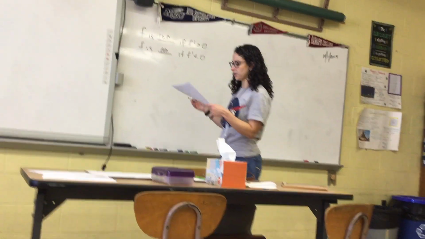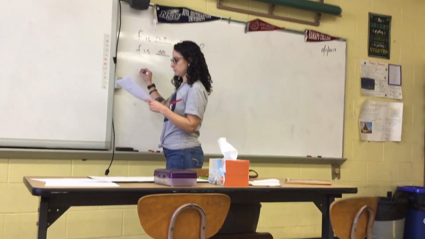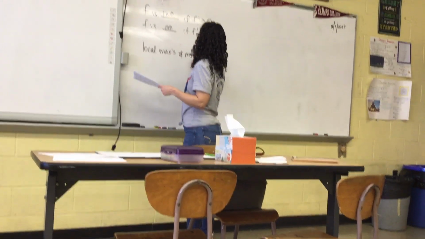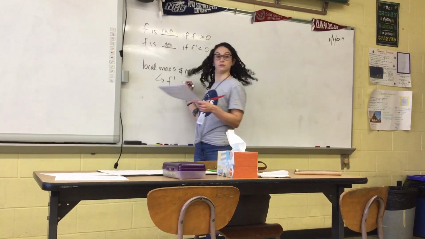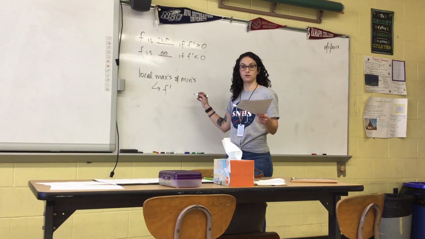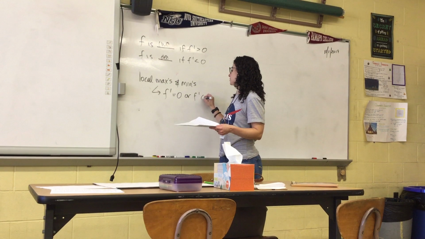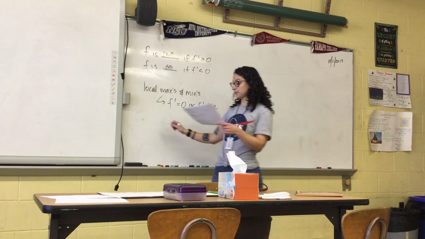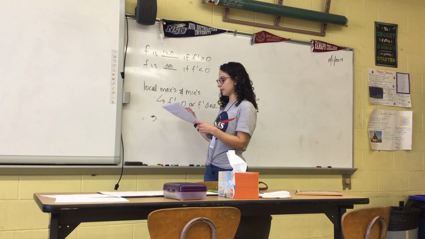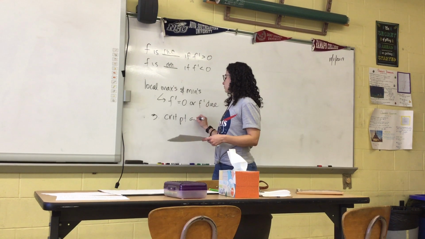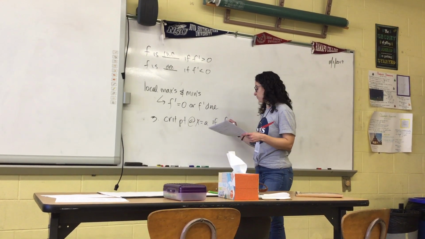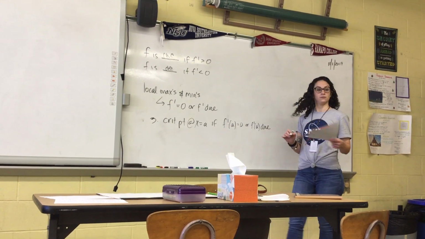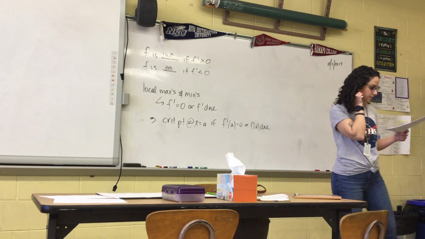What is true of f prime at local maxes and mins? What's true about f prime? It's 0 or doesn't exist. Good. What do we call those things? Critical points, right? Okay, and that's what your number 3 is. F has a critical point at x equals a if f prime of a equals 0 or f prime of a does not exist. Right, you guys just fill in those little blanks, 0 or DNE.